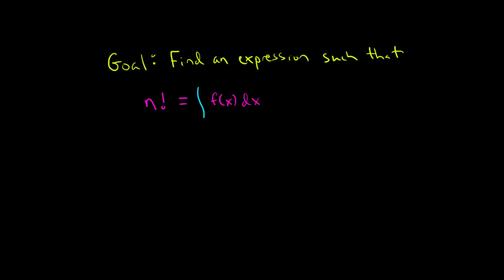So again, our goal is to find an integral expression such that n factorial is the integral of some function f of x dx. And perhaps I should have written f of x comma n, because obviously there should be some dependency on n here. And our limits of integration are a and b right now. We haven't figured out what those will be yet.